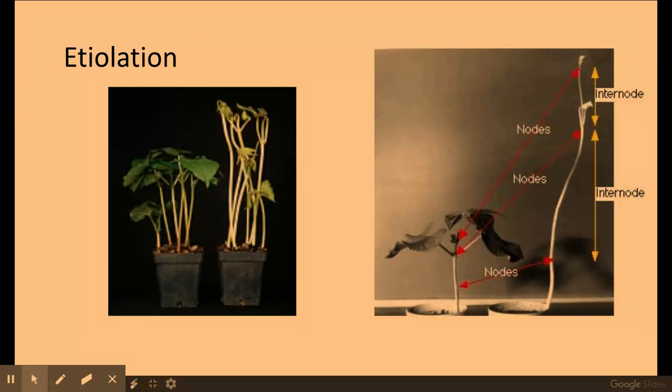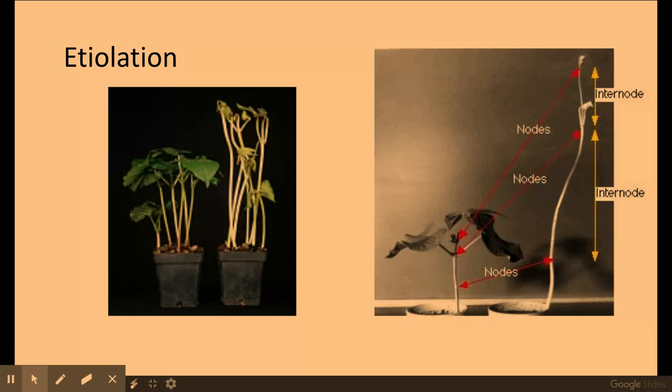Etiolation is another one in plants that we need to be aware of, and that's where we get elongation of the stem in between these nodes. Now, the reason why a plant will do this is to reach the sunlight. So this normally occurs in plants in shaded areas as they're trying to reach up towards the light in those higher places.